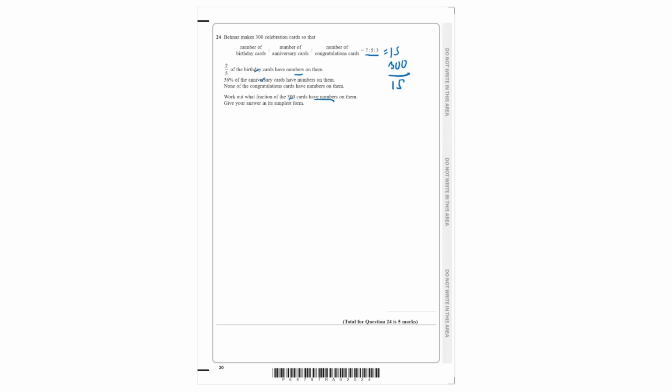So we can see here that 300 divided by 15 is 20. The number of birthday cards is given as 7, so we write 7 times 20. So that's 140 birthday cards. Then we have the next one, which is 5. 5 times 20 is 100 anniversary cards. Then we have 3. 3 times 20 is 60 congratulation cards. And notice when we add 140, 100, and 60, we get the total, which is 300.